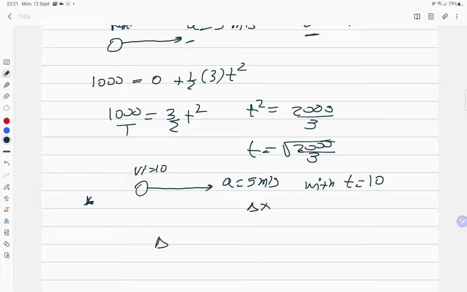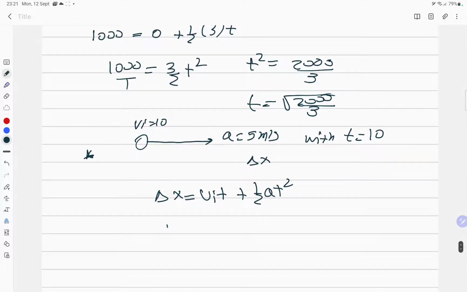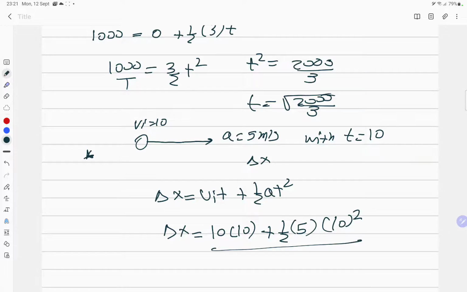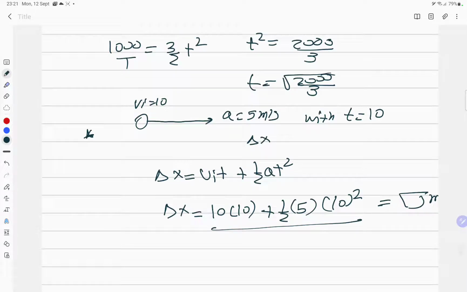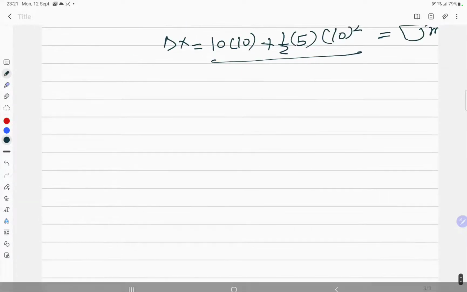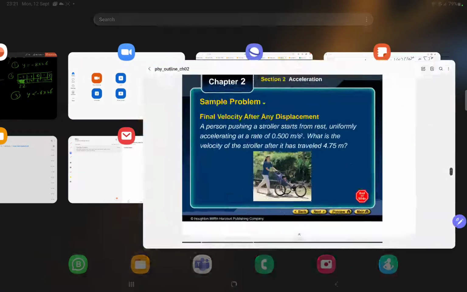Let's write the rule first, it's better. Delta x is equal to v initial t plus half a t squared. So delta x in this case is going to be v initial, which is 10, times the time, which is 10, plus half times the acceleration, which is 5, times the time, 10 squared. You just plug it in the calculator and you can find the answer. Of course, the answer is going to be in meters, because I'm finding the displacement.